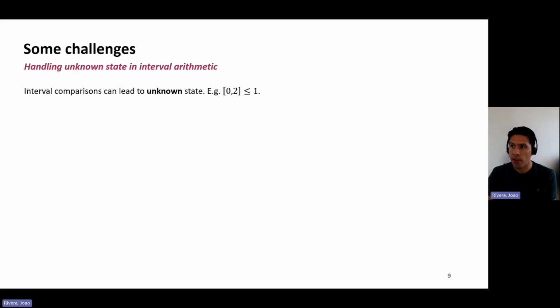Another challenge arises due to using interval arithmetic in our implementation of the operators. This happens when performing an interval comparison, for example, and the comparison has an unknown state. What I mean by an unknown state is, for example, if I evaluate whether the interval between 0 and 2 is less than 1. Clearly, there is no true or false answer for this, because 1 is included in the interval itself. So the left-hand side is neither less than, nor greater than 1.